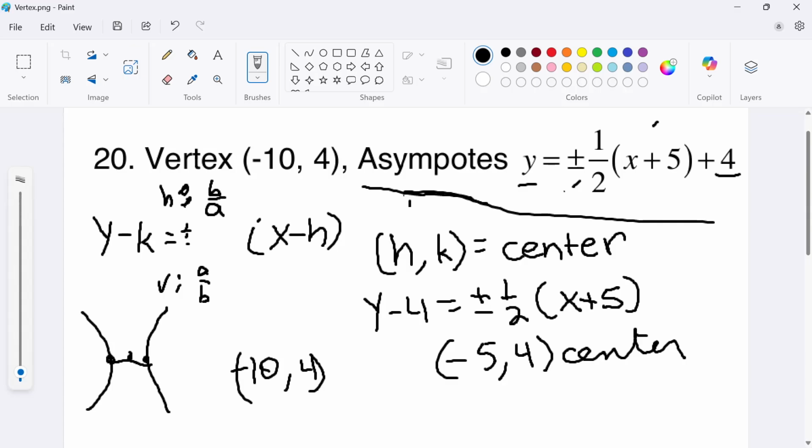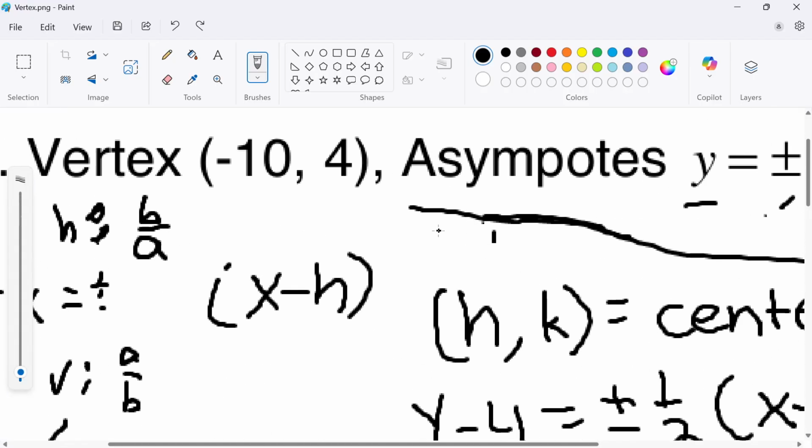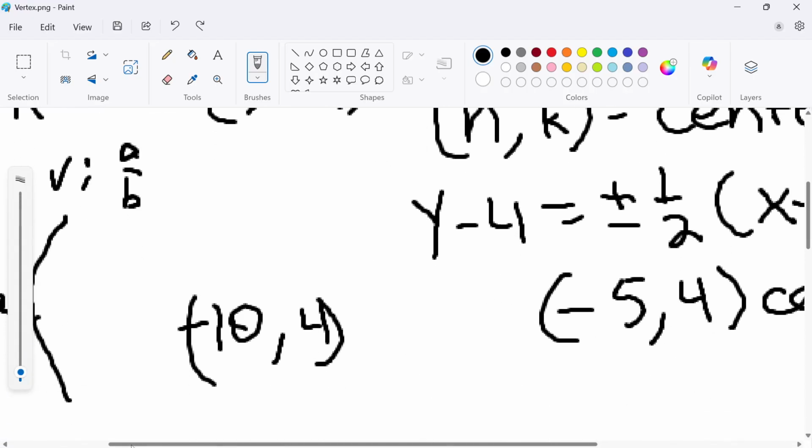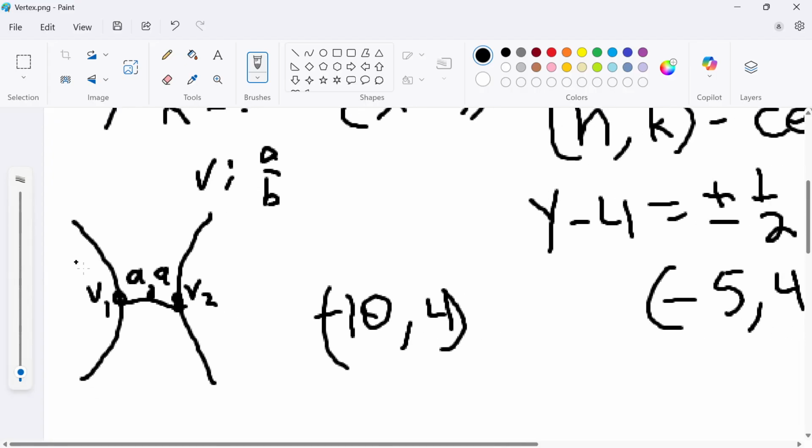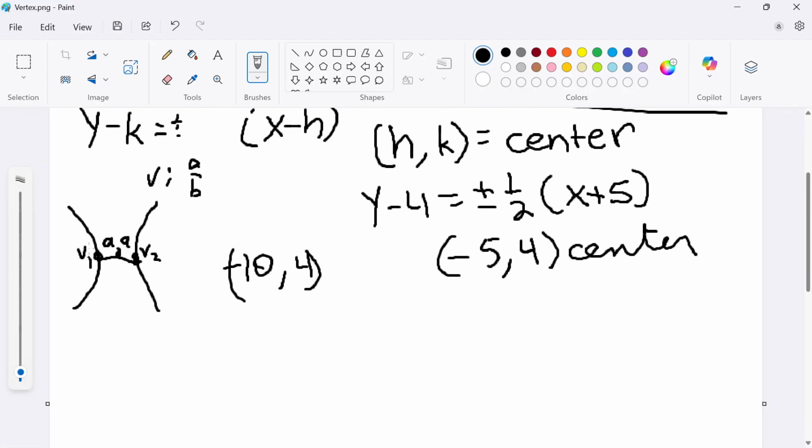The distance between the center and each of the vertices is a. I'll have to zoom in a little bit. This is V1. This is V2. And it's horizontal because the vertex is to the left and right of the center. The distance between the center and one of the vertices is 5, so a equals 5.